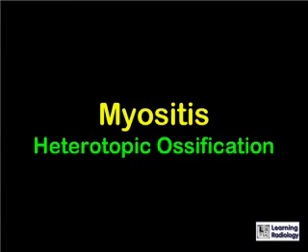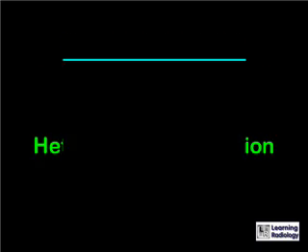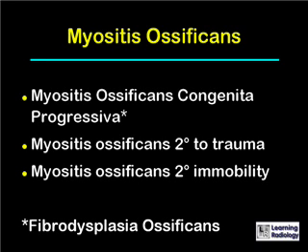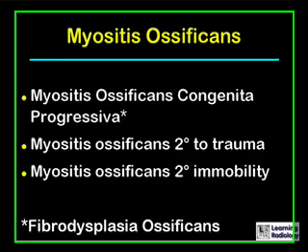Myositis, or heterotopic ossification, occurs in three forms. Myositis ossificans congenita progressiva, which is now more often called Fibrodysplasia ossificans progressiva, Myositis ossificans secondary to trauma, and Myositis ossificans secondary to immobility, which is now more often called heterotopic ossification.